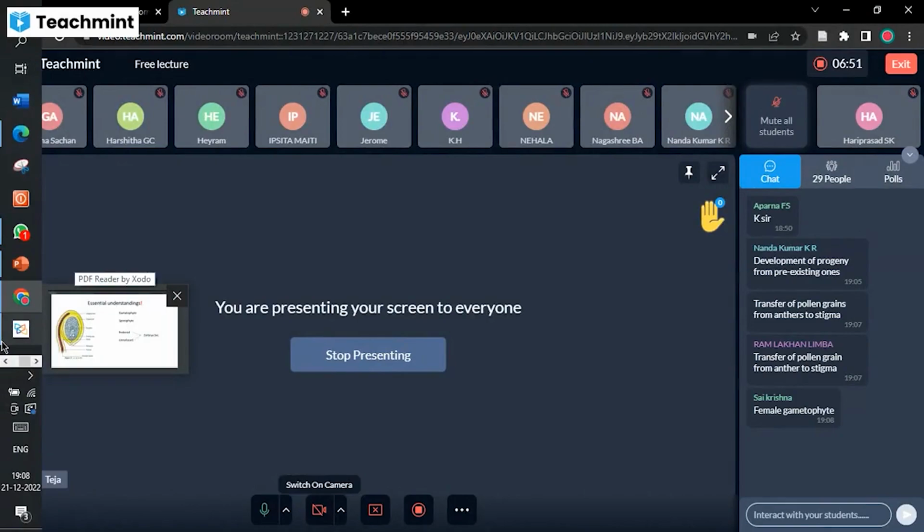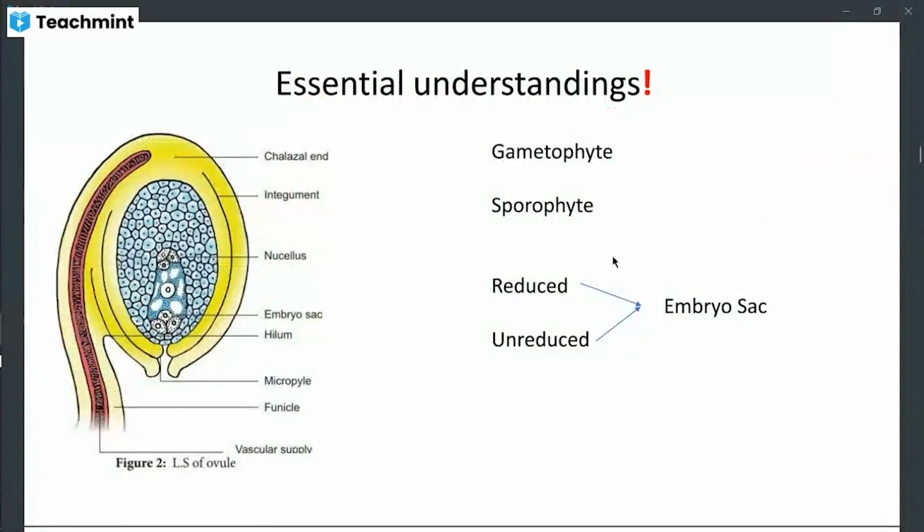Yeah, female gametophyte. That is an apt answer. So first we need to understand what we mean by a gametophyte and what we mean by a sporophyte. A gametophyte is nothing but a structure that is holding your gamete inside. So in the embryo sac, what is exactly your gamete?